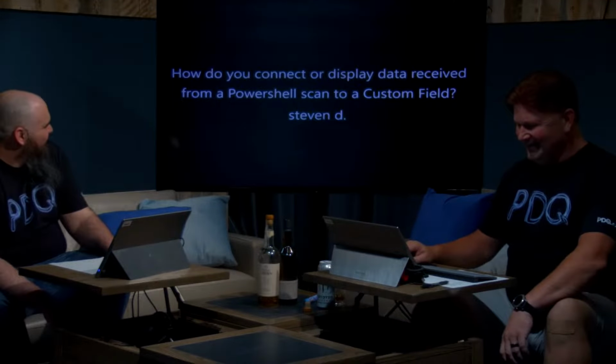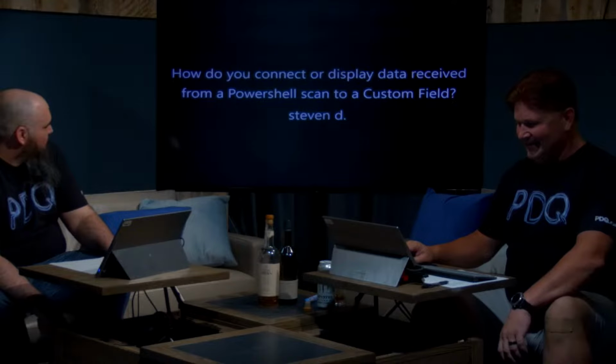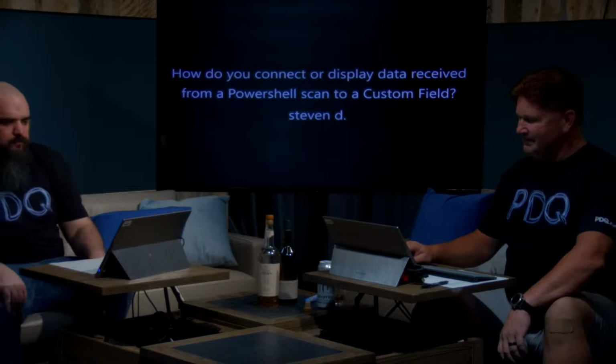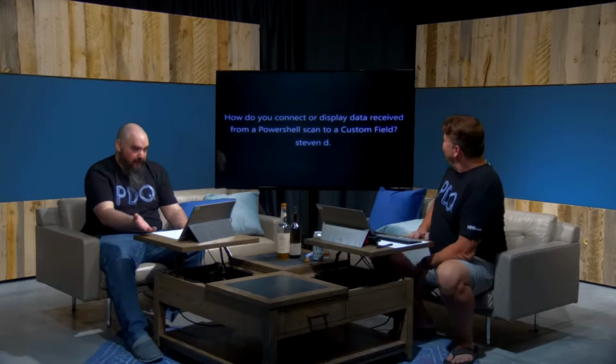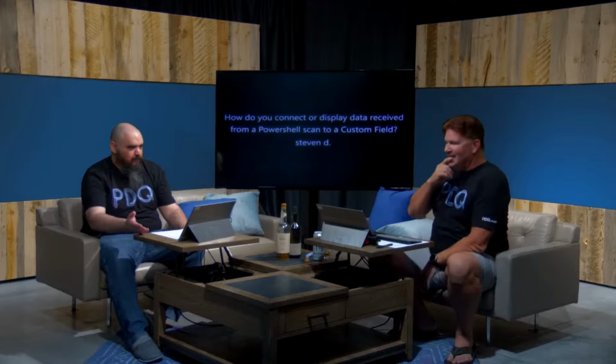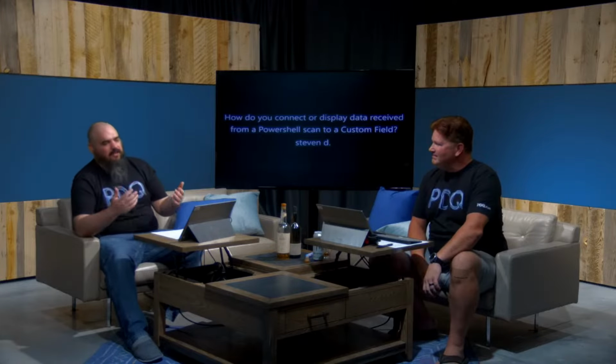Hey guys, how do you connect or display data received from a PowerShell scan to a custom field? Sincerely, Stephen D. What we normally do, and there's a lot of great examples of this in the PowerShell Scanner repo on PDQ, is as you're collecting data, assign it to a variable, just make sure you have all the data stored somewhere. At the very bottom of the script, you want to do in square brackets PS custom object, and then the curly brackets, and then you can define basically the header, and then equals, and then you can specify the data that goes into there, and that will build the PS custom object. And each different header, you can specify the data type with that one.